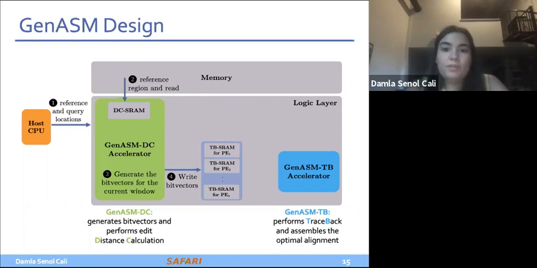And each processing element of DC writes these generated bit vectors to its own dedicated SRAM, which we call TB SRAM, as I mentioned. And once DC completes its search, then TB starts reading the stored bit vectors from TB SRAMs and generates the traceback output. And once GenASM TB generates this output, it moves on to the next reference read pair.